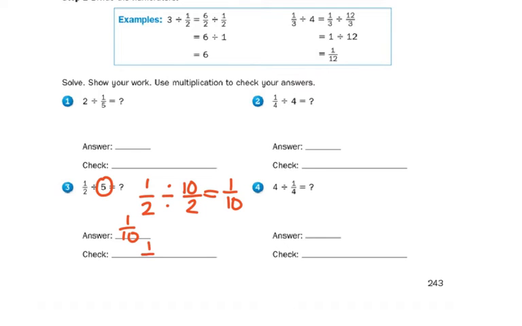Now I'm going to take 1/10 times 5 gives me 5/10, which is the same thing as 1/2.